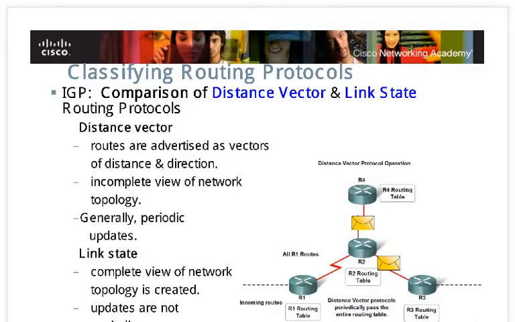So as we said, for interior gateway protocols, we need to understand the difference between distance vector protocols and link state. As we talked about a minute ago about the categorization of interior gateway protocols, we said that we have distance vector protocols and we have link state. Okay? So what is the difference and what is the comparison between the two?